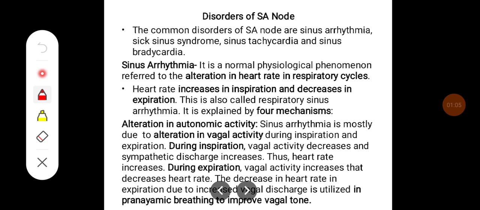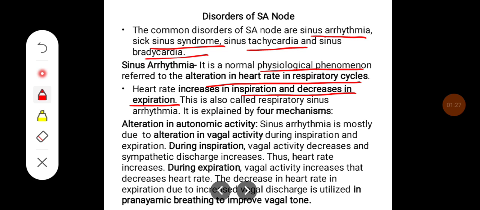Disorders of SA node. The common disorders of SA node are sinus arrhythmia, sick sinus syndrome, sinus tachycardia, and sinus bradycardia. Sinus arrhythmia is a normal physiological phenomenon referring to the alteration in heart rate in respiratory cycles. Heart rate increases in inspiration and decreases in expiration, which is called sinus arrhythmia. This is also called respiratory sinus arrhythmia. It is explained by four mechanisms.